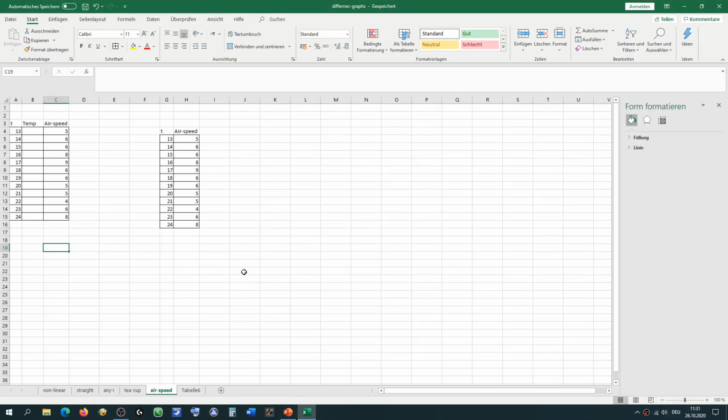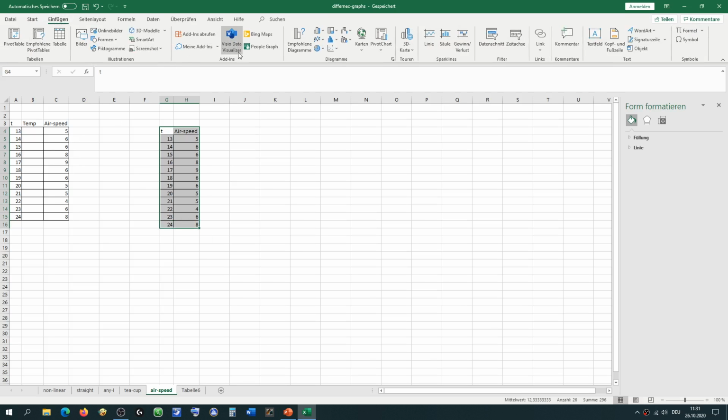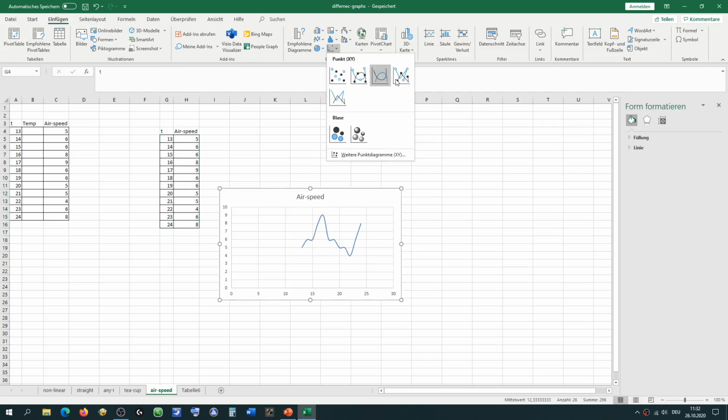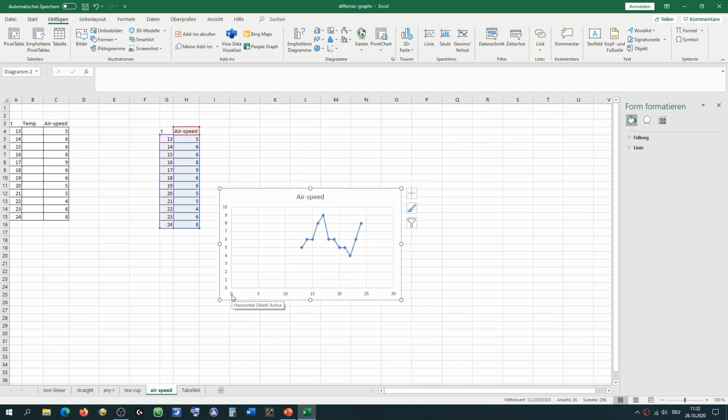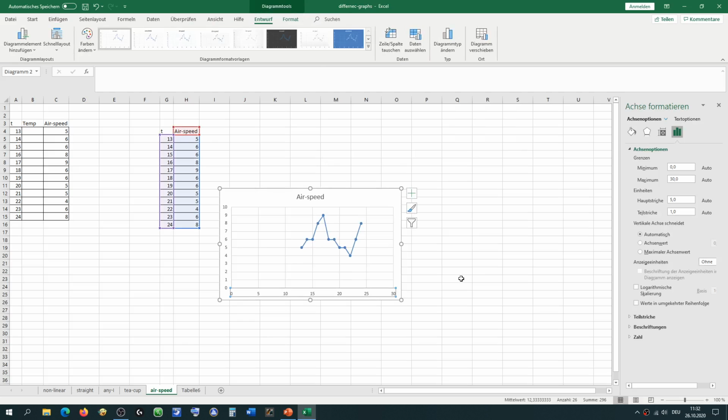So now how to plot air speed? You have the same hours of the day, 13, 14, and air speed. Select these two columns and insert a graph. Use this when data numbers are few. Double click here and then you can start from 0, but you have 13, so write 13 here.